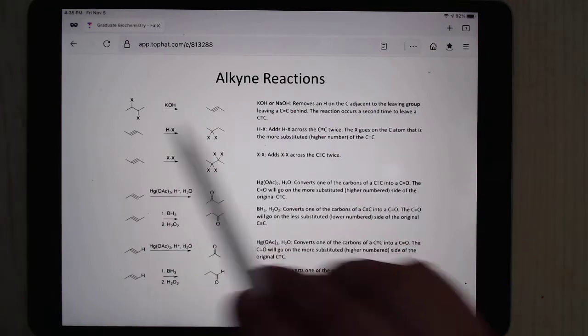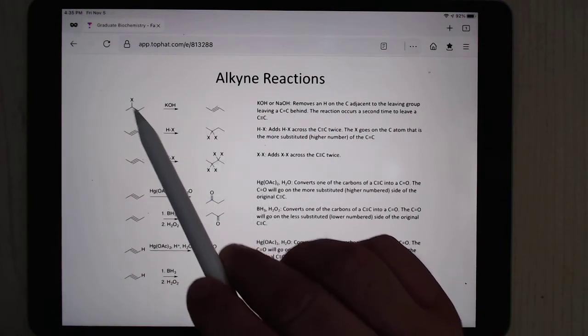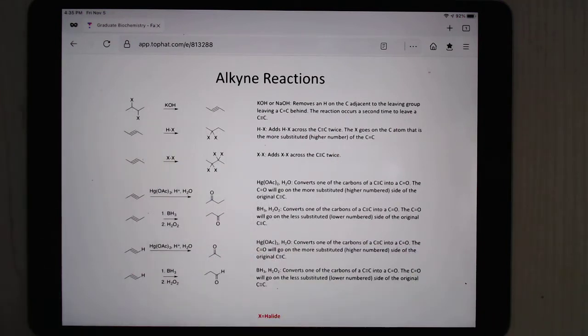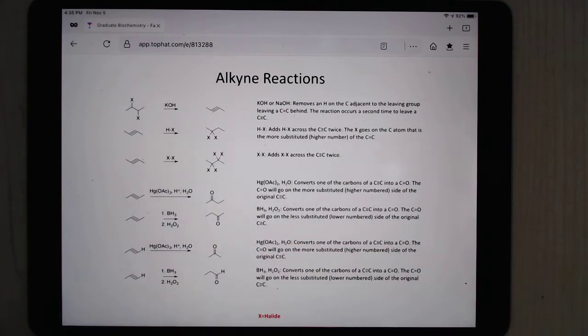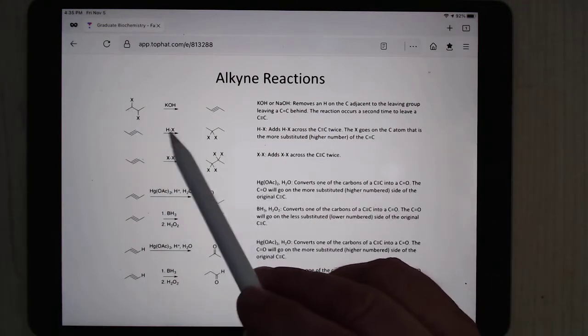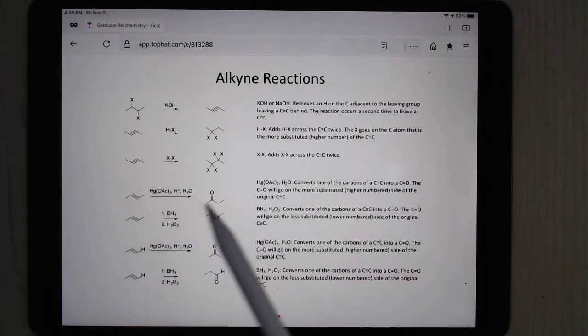Okay? So to synthesize an alkyne, one of the things you can do is have adjacent halides on there and perform essentially two E2 reactions. The first one would make the double bond, and then the second one would make the triple bond. With adding HX or X2 across there, you literally just add it across the triple bond.